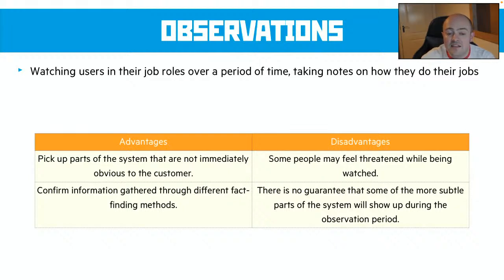The second thing is confirming that information gathering through different fact-finding methods is correct. So what that translates to is if I've used any of the other techniques, the observation can let me double check. So if I've done a questionnaire and something weird's come up, I can go, no, that's fine. That's all okay. That's good there.